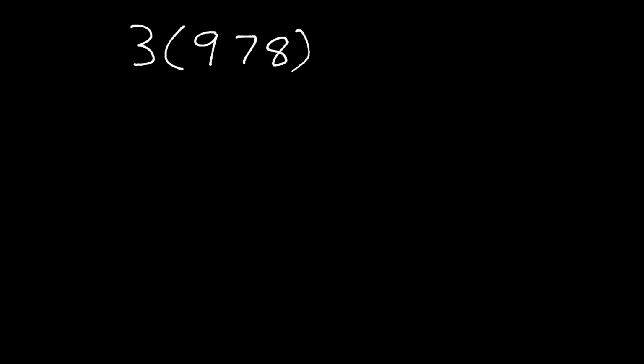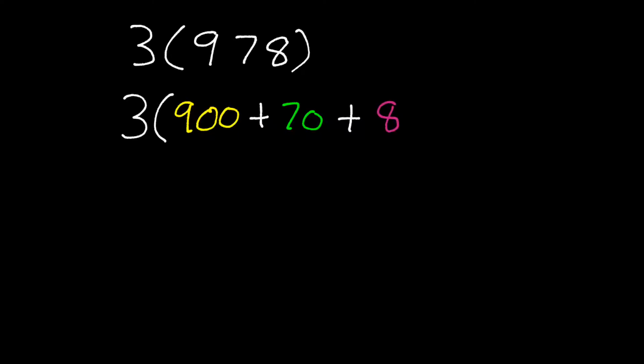Otherwise, I want to split this down into basically an expanded form using our place values. I'm going to have 3 on the outside, but that 9 is in the hundreds place, so I'm going to have 900 plus that 7 is in the tens place, so I'm going to have 70 plus that 8 is in the ones place, so I'm going to have 8. Now, these are much nicer numbers for us to work on.